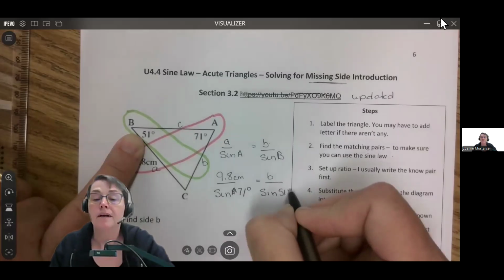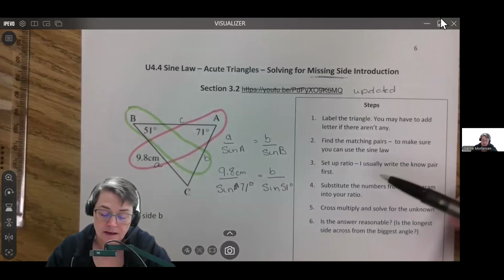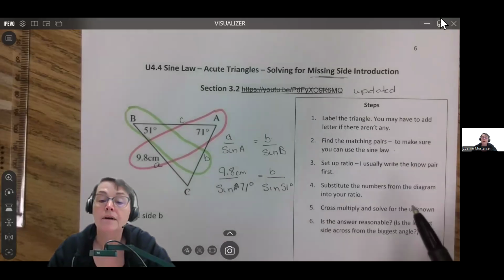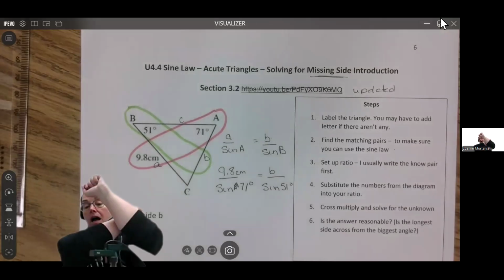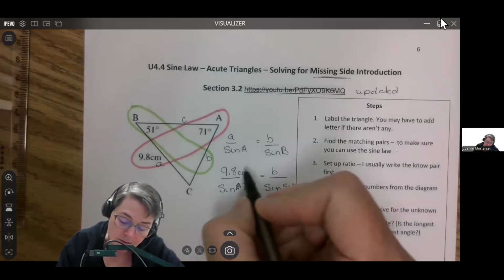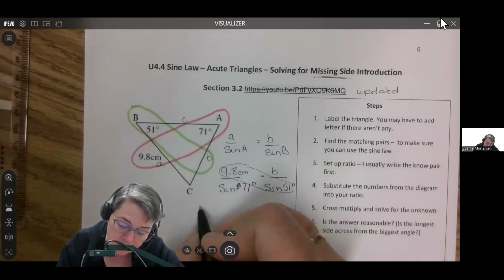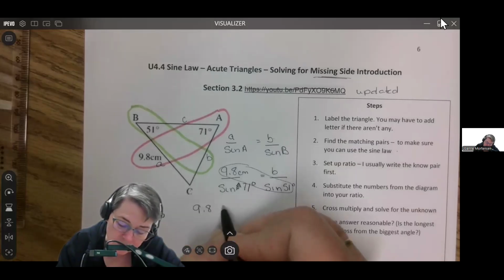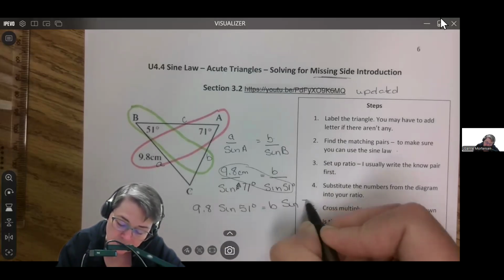Check. Now, checkpoint, you should have 3 out of 4. So I've got a side, an angle, and one unknown. So we are good to go. Now, wait for it. We're going to cross multiply. So we're going to go this way. So 9.8 sine 51 degrees is equal to B sine 71 degrees.